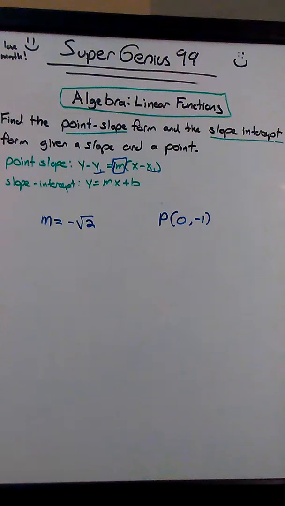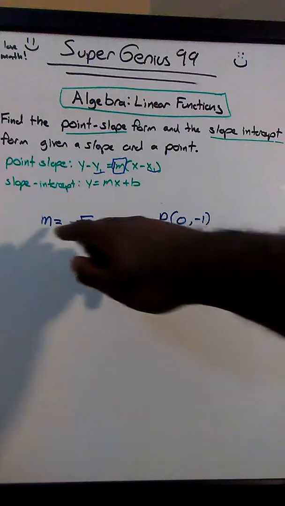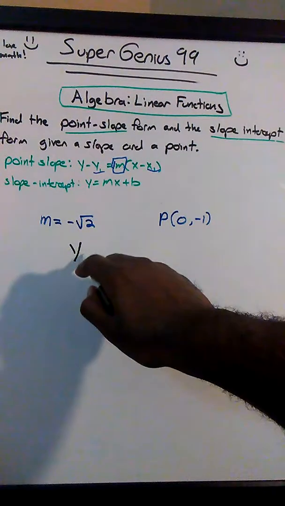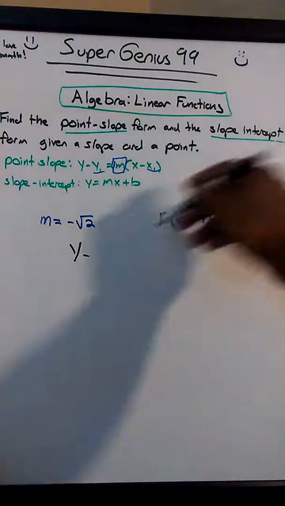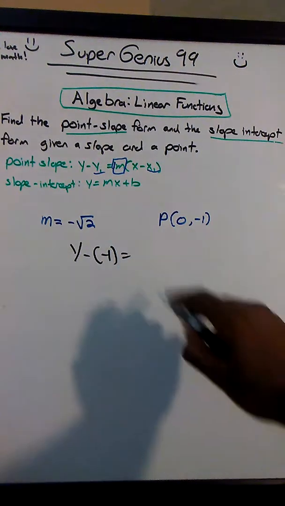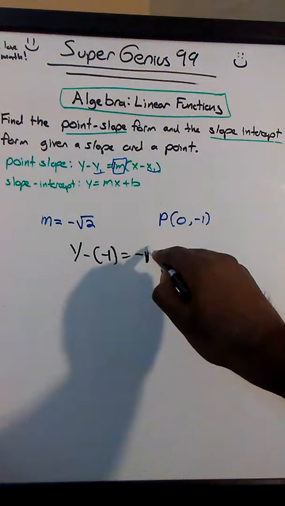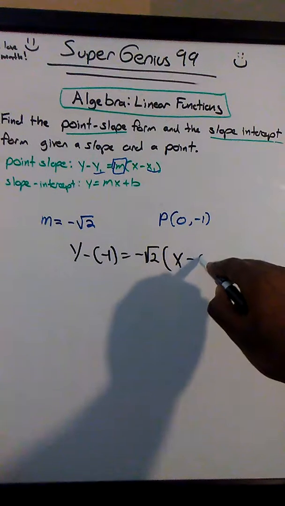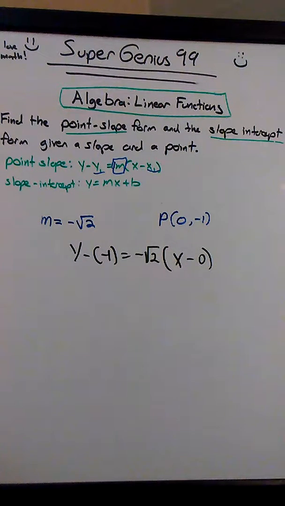Okay, this should be the last one that we'll look at for this video lecture. Point slope form. So here's our slope, here's our point. Let's put it in point slope form. Y minus, what's our y1? -1. Equals, what's our m? Negative square root of 2. X minus, what's our x1? 0.